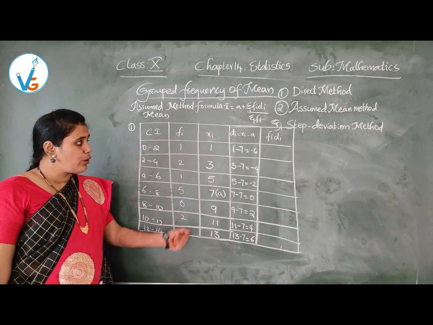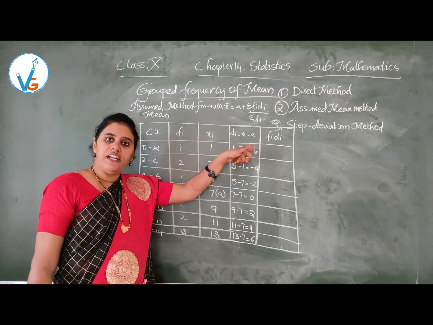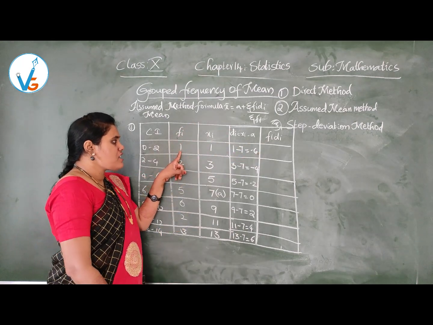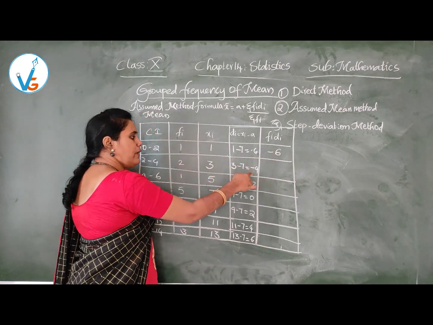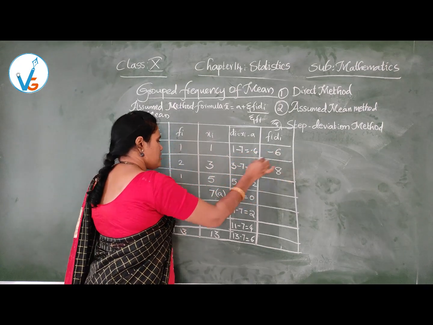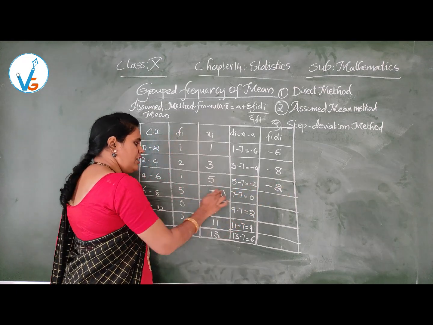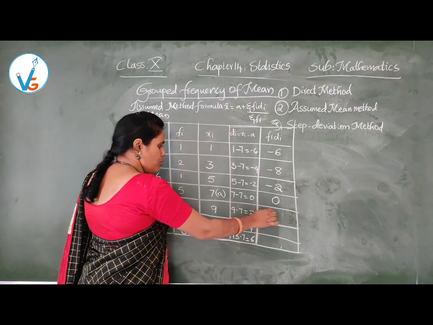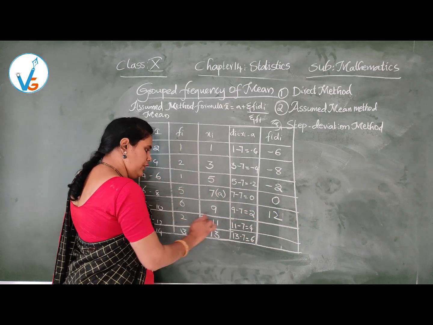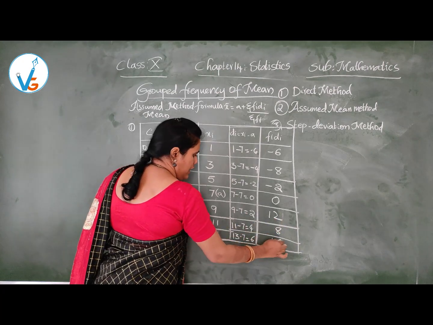Now what we have to do? You have to multiply Fi and di. So here Fi is 1. 1 into minus 6, minus 6. 2 into minus 4, minus 8. 1 into minus 2, minus 2. 5 into 0, 0. 6 into 2, 12. Next 2 into 4, 8. Next 3 into 6, 18.